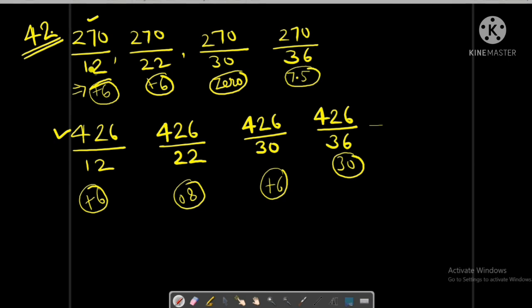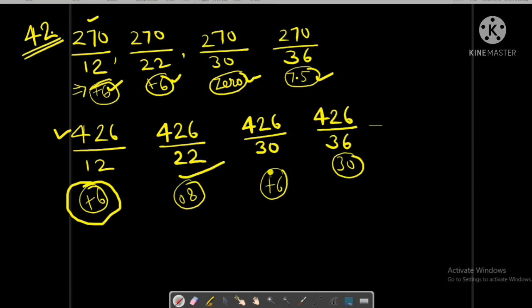270 को डिवाइड किया 12 से, 270 को डिवाइड किया 22 से, 270 को डिवाइड किया 30 से, 270 को डिवाइड किया 36 से. Here you will get the remainders 6, 6, 0, 6. Here the remainder is 0. Here the remainder is 6 and here also 6. Now again the same process is to be done with 426 also. Here you will get remainder 6 only. Here the remainder is 8, here it is also 6, here it is also 0.